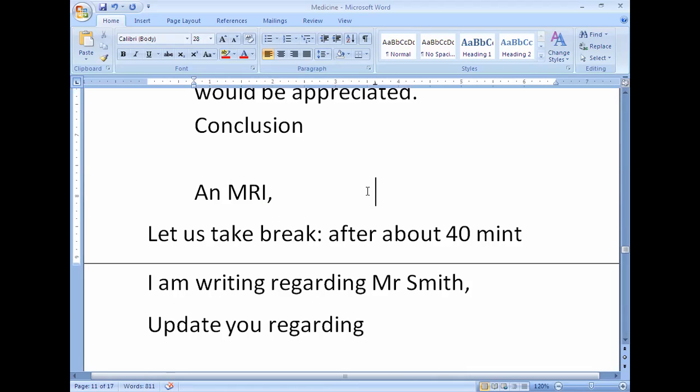What about this RTA, road traffic accident? Also an RTA. An RTA.